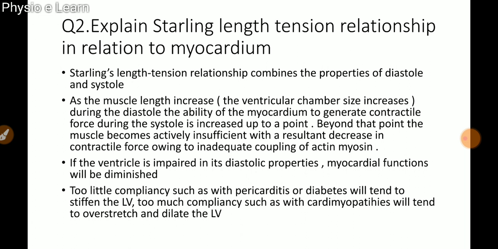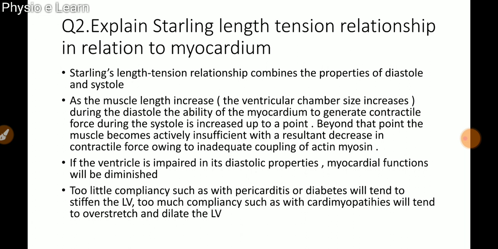Beyond a certain point, the muscle becomes actively insufficient with a resultant decrease in the contractile force, owing to inadequate coupling of the actin myosin. So, increasing the length of the muscle can increase the force of contraction to a certain point, and if you further increase the length of the muscle, the force of contraction is going to reduce. So that is the Starling law.